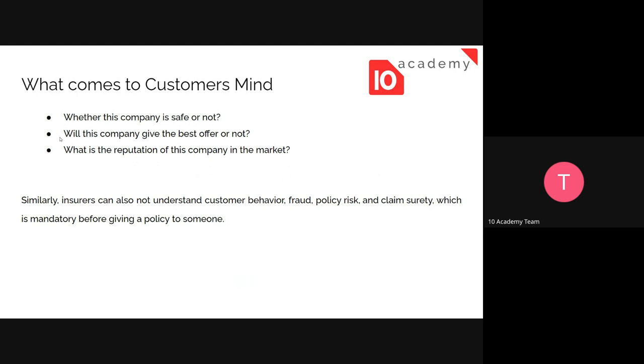So first, when people choose an insurance company, they're going to look at whether the company is safe or not, whether the company gives the best offer or not, and the reputation of the company in the market. So on the company side, we will try to prove to them that it is safe and that we're giving them the best offer. The reputation might not be something we can control, but we'll try to give those three sides.